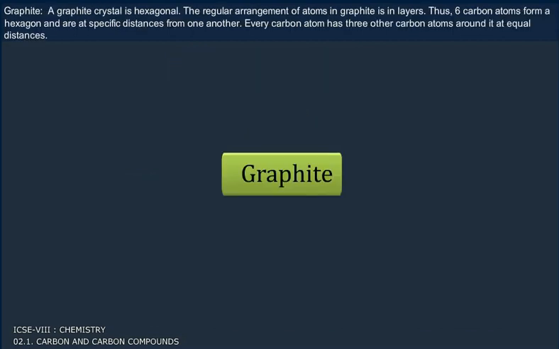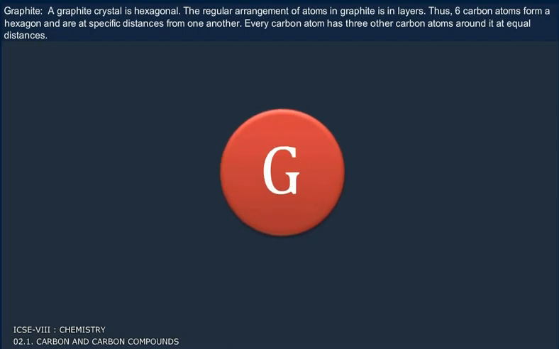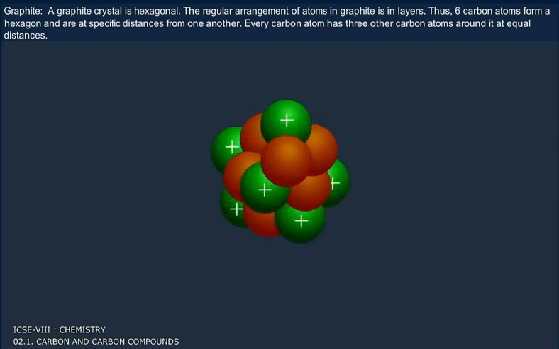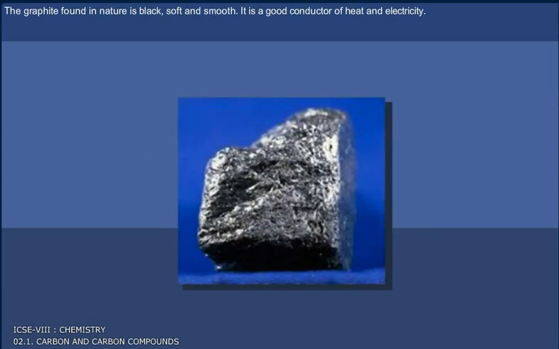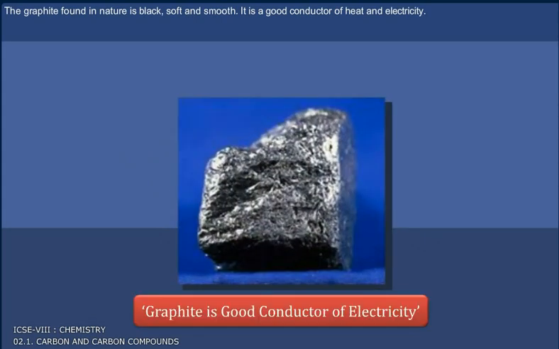Graphite. A graphite crystal is hexagonal. The regular arrangement of atoms in graphite is in layers. Thus, 6 carbon atoms form a hexagon and are at specific distances from one another. Every carbon atom has 3 other carbon atoms around it at equal distances. The graphite found in nature is black, soft, and smooth. It is a good conductor of heat and electricity.